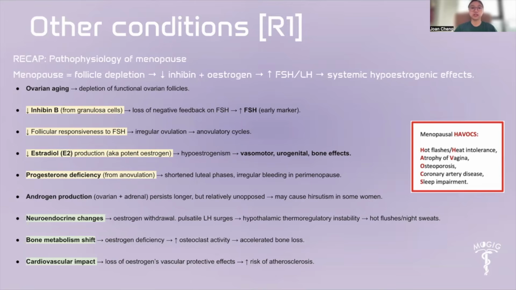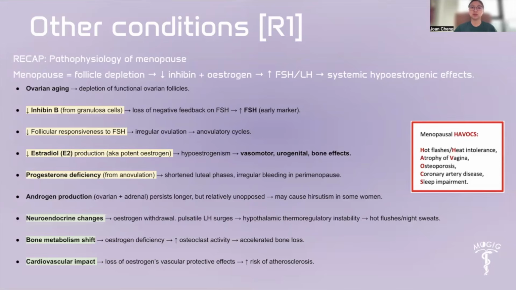Those are the potent estrogens, and that causes vasomotor, urogenital, or bone effects. And progesterone deficiency from anovulation causes shortened luteal phases and irregular bleeding in the perimenopausal phase. Some women can experience unopposed androgen production, and that could cause hirsutism. In terms of the menopausal symptoms, it can be explained by three big categories: your neuroendocrine changes, and that will be your hypothalamic thermoregulatory instability that causes your hot flashes and night sweats.